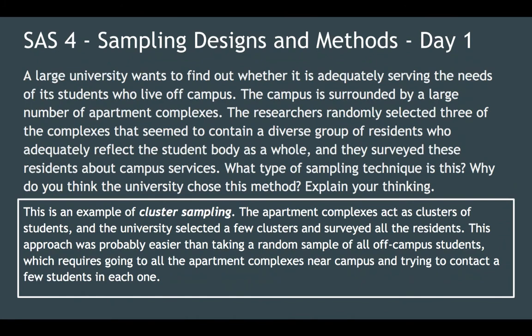The apartment complexes act as clusters. The university selected a few clusters and surveyed all the residents. It's probably easier than taking a random sample of all off-campus students, which would require going to all the apartment complexes near campus and trying to contact a few students in each one. So cluster sampling has some advantages over some other methods.